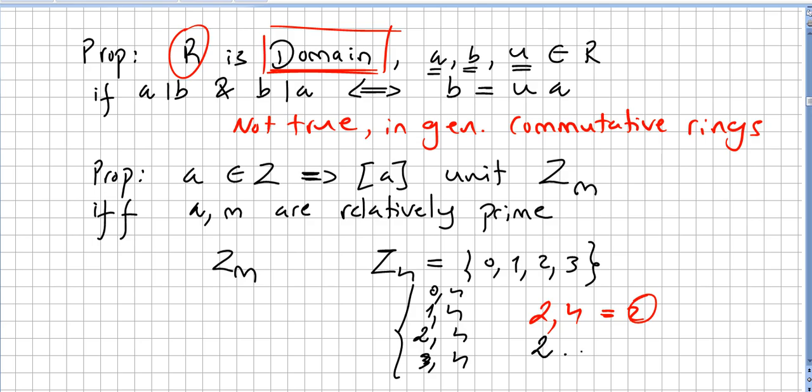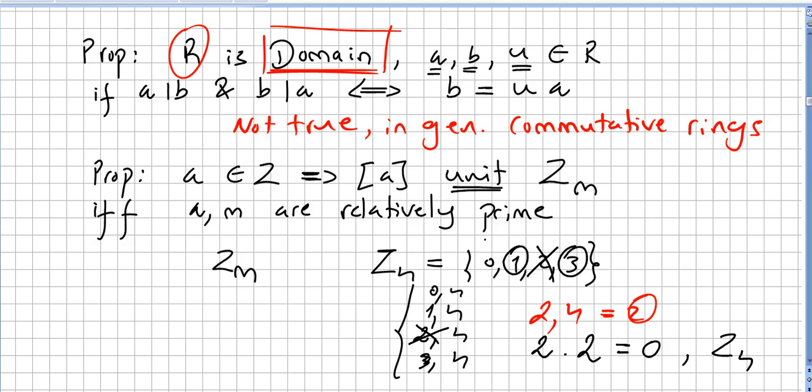Why? Because 2 times 2 is 0 in Z4. Okay, don't forget you're in Z4. Okay, so this one is not a unit because it is not relatively prime to 4. Okay, so check all the other elements that are relatively prime with 4, and all those elements will be the units in the ring.